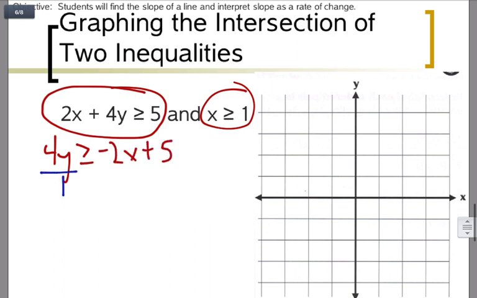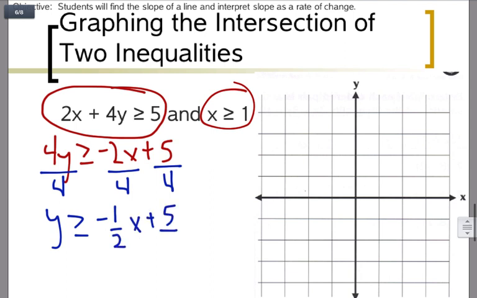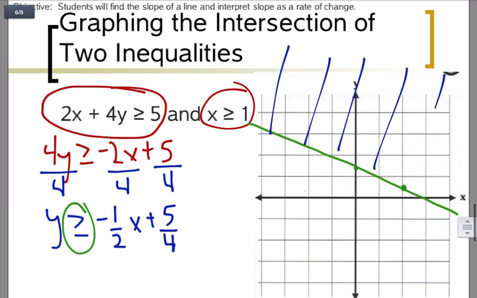And then I go ahead and divide by 4, and I get y is greater than or equal to negative 1/2 x plus 5/4. And then I want to go ahead and plot that on my grid. So I start at 5/4, which would be 1 1/4. And then from there I go down 1 over 2, which would be about right there. And because it's a greater than or equal to, I'm going to make a solid line and shade above. Again, because I got rain on the top of my house.